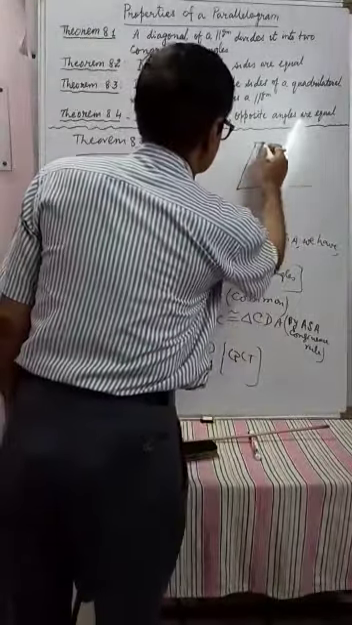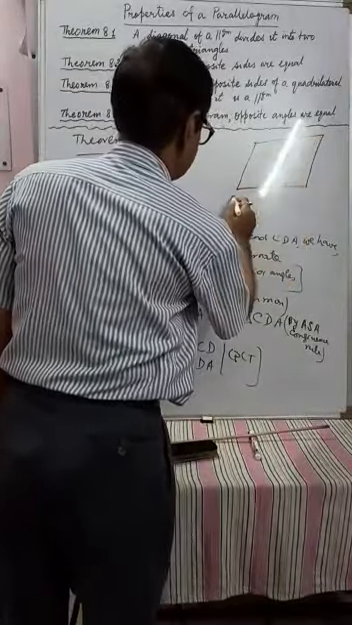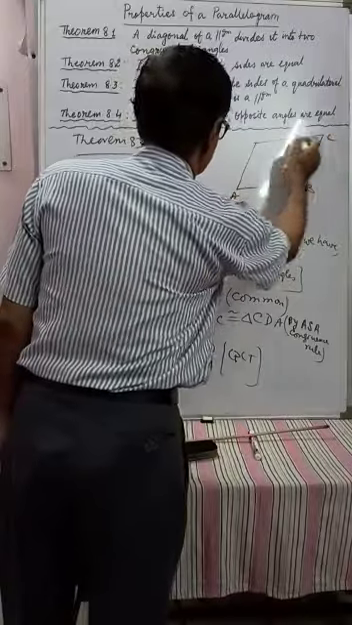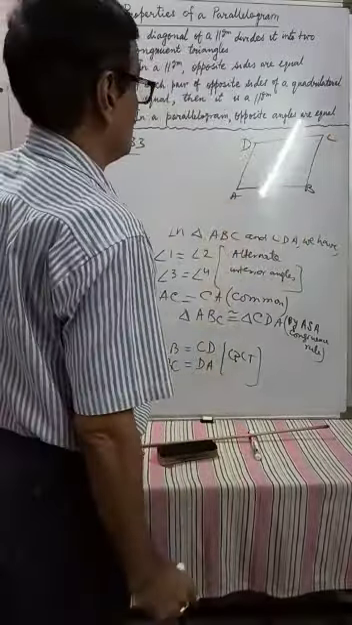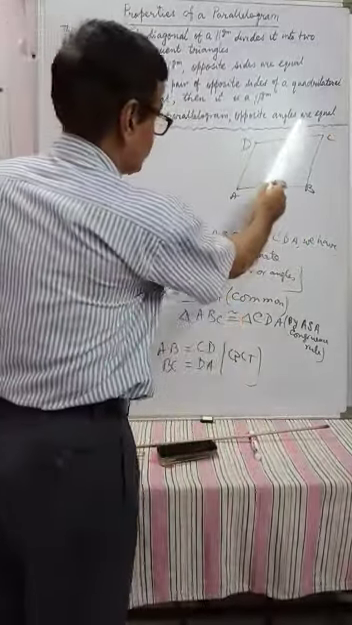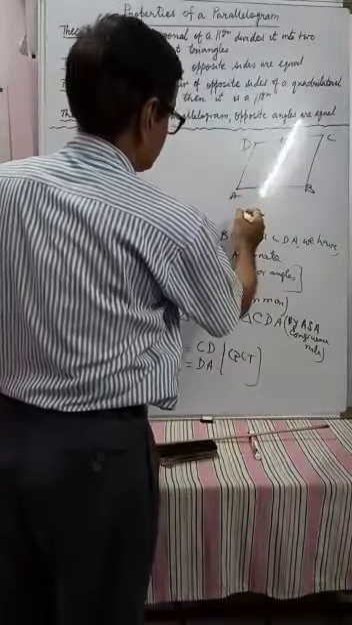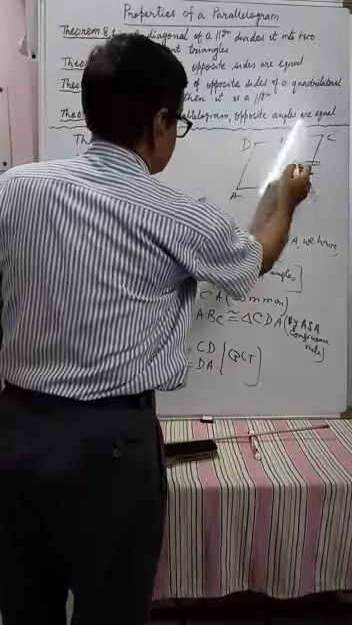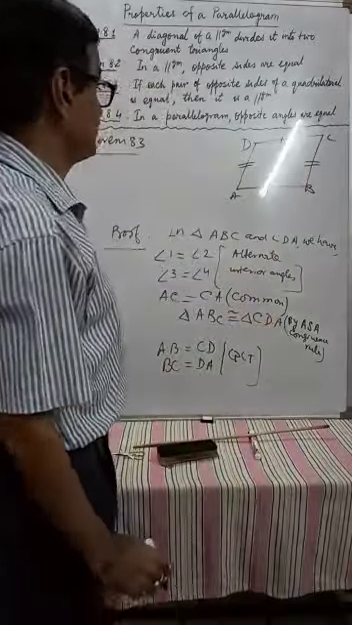So suppose this is a quadrilateral ABCD. What is given? Opposite sides are equal, that means AB is equal to CD and BC is equal to DA. What we have to prove?